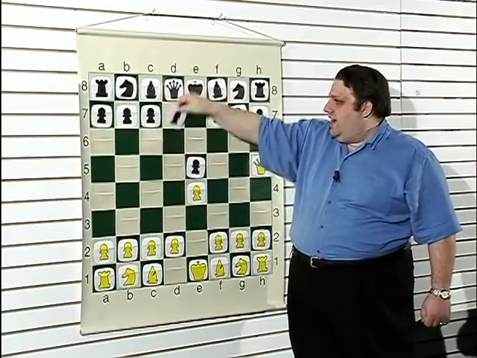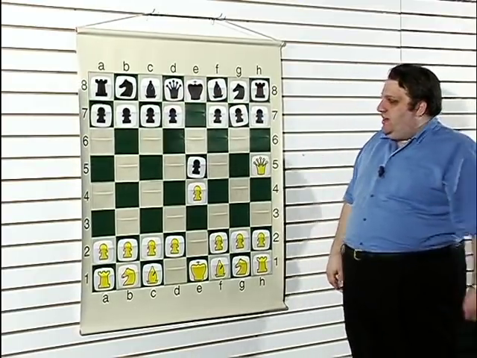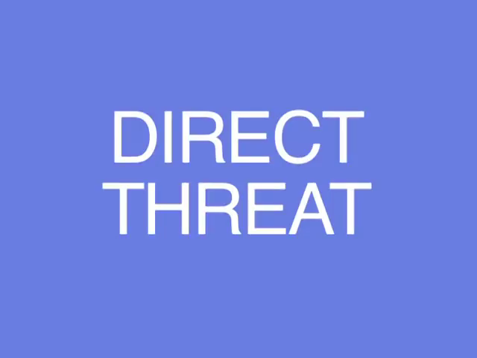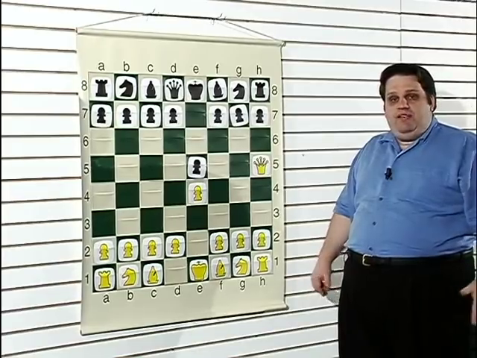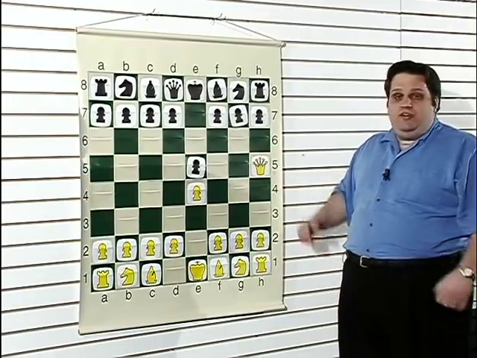What is the name of this tactic? This is the simplest tactic in chess. It's called a direct threat. Very few tactical books talk about direct threats. They talk about more complicated tactics, which were also in this position.